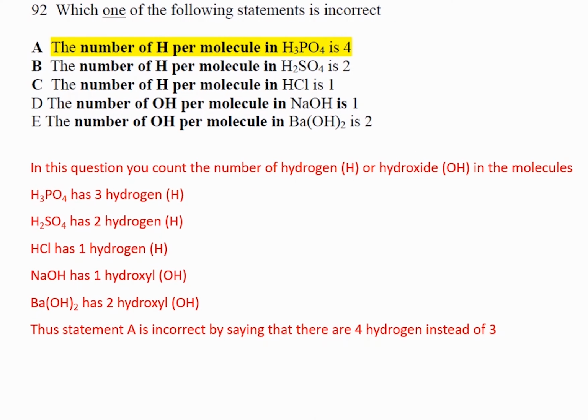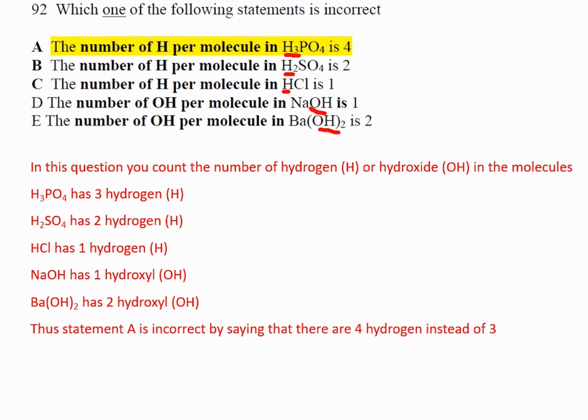Question 92, we're supposed to identify which statement is incorrect. Statement A says the number of hydrogen per molecule in H3PO4 is 4. But if you look here, the hydrogens are 3. Here the hydrogens are 2. Here the hydrogen is 1. Here the hydroxyl is 1. And here there are 2. So statement A is then incorrect by saying that there are 4 hydrogen instead of saying 3 hydrogen.